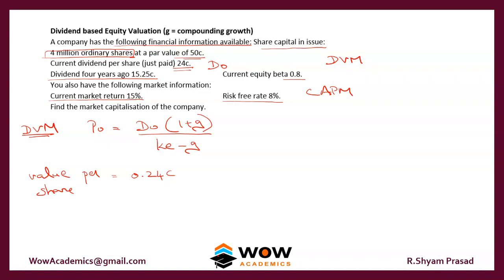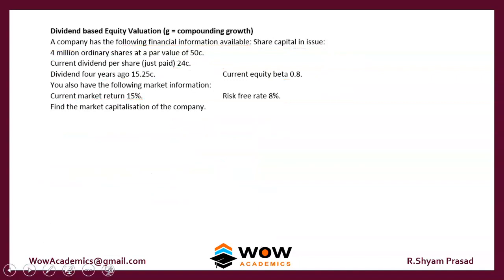Into 1 plus G. Do we have 1 plus G? G, we don't have it, so we have to find out G. So this itself is a question mark here. Divided by KE minus G. KE is not given in the question, so we have to find it out. G is also not given, we have to find it out. So we have to find out both G and KE. We'll find the G first. G is the dividend growth rate. So how can we find out the dividend growth rate?